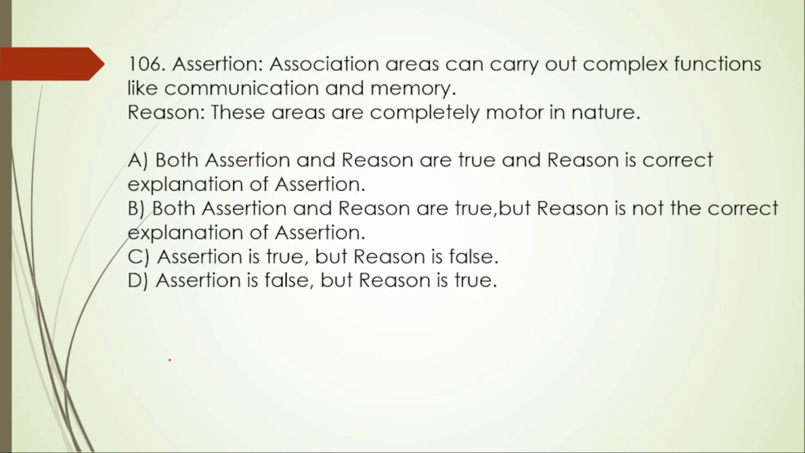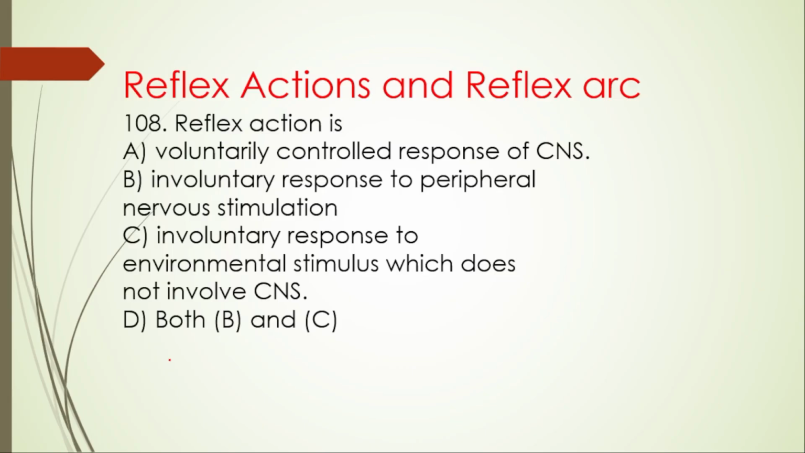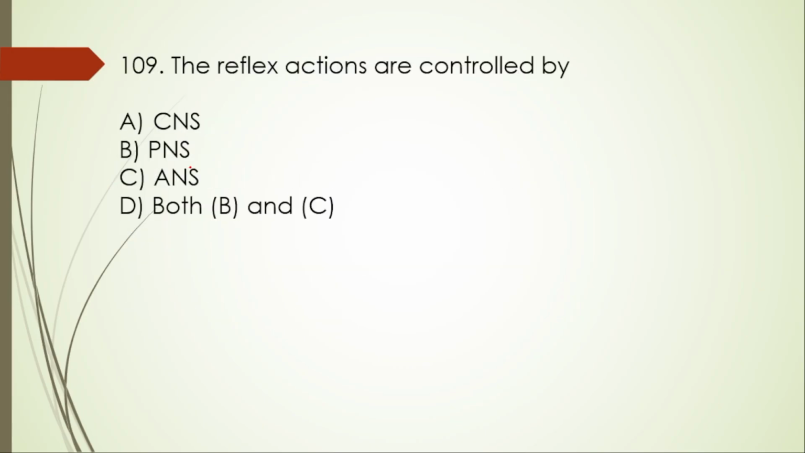Let's skip here. Next, 108. From reflex action and reflex arc. 108. Reflex action is voluntarily controlled response of CNS, or involuntary response to peripheral nervous system stimulus. So this one is the right one. Reflex action is involuntary.